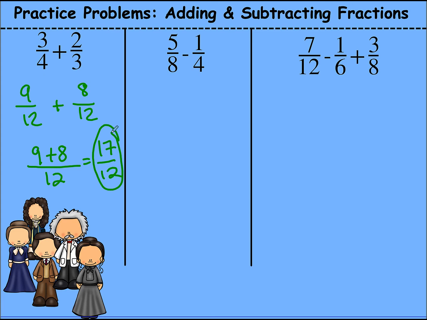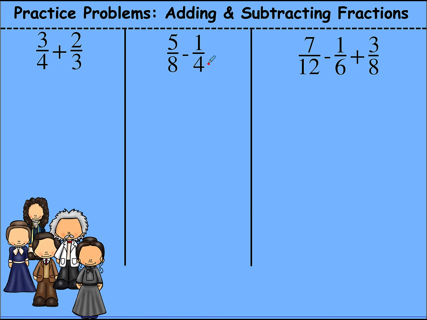Okay, next one. 5/8 minus 1/4. So remember, always check to see if the smallest denominator goes into the bigger one. And lo and behold, 4 goes into 8. So that just means we need both of them to have an 8 for our denominator. So what do I need to multiply 4 by to get it to an 8? I need to multiply it by 2. So I'm going to do the same thing to the numerator.